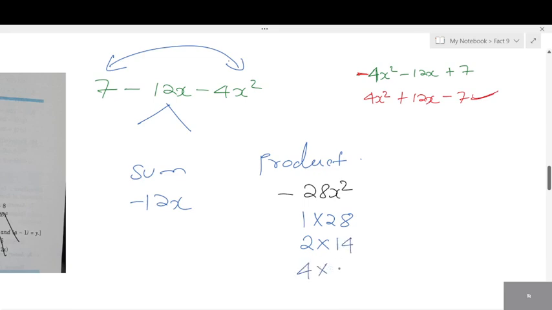4 into? 4 into what gives 28? 4 sevens are 28. Okay. 4 into 7 is not required. For 1 into 28, how are you getting 12?